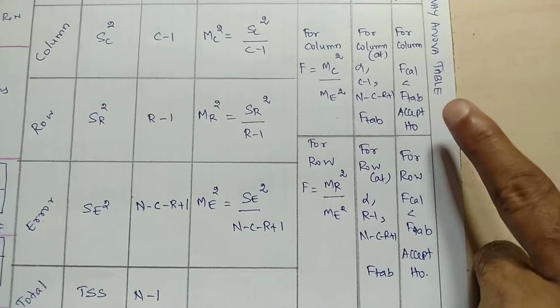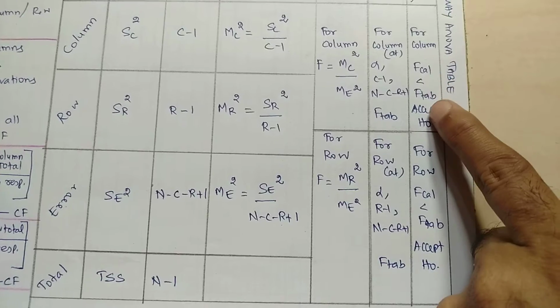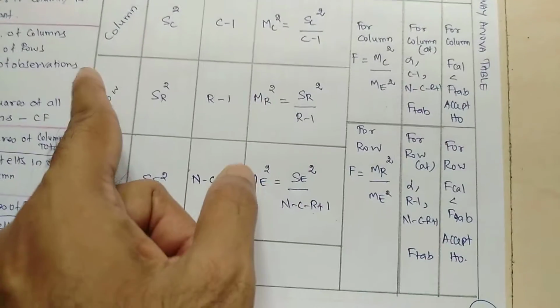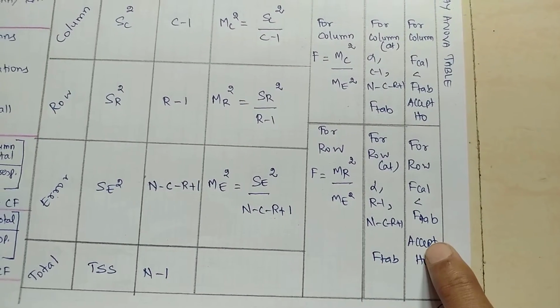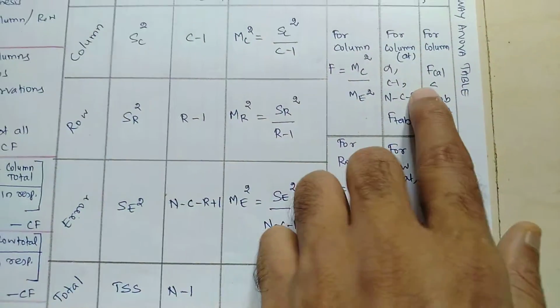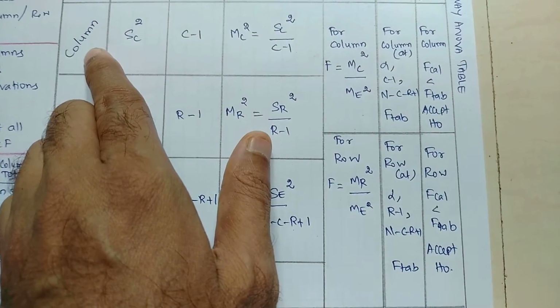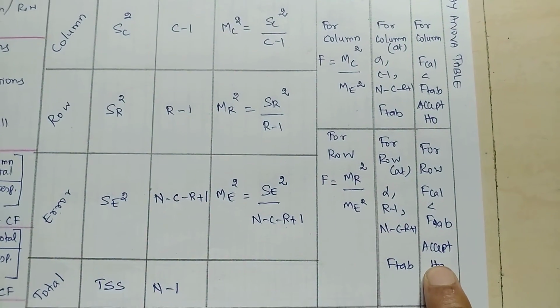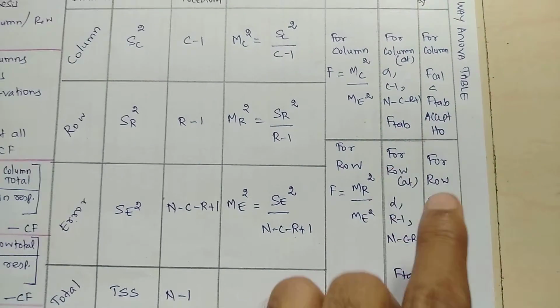Hope it's clear. Suppose if calculated value is less than table value, means we'll accept, this is for column. Here if calculated value is less than table value, means we'll accept for row. Suppose if this is greater than, means for column it will be rejected, for row it will be accepted. Like that, based on this value only your conclusion will vary.